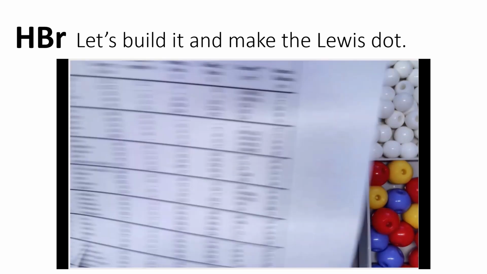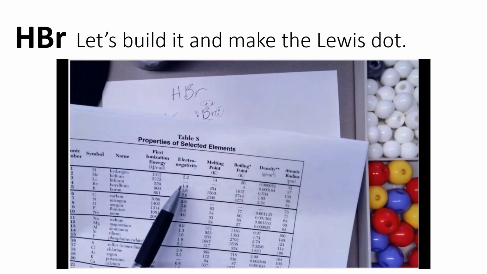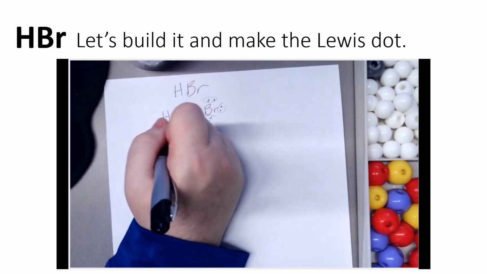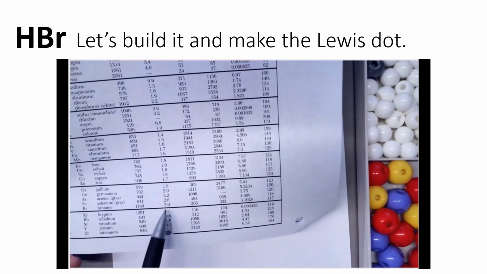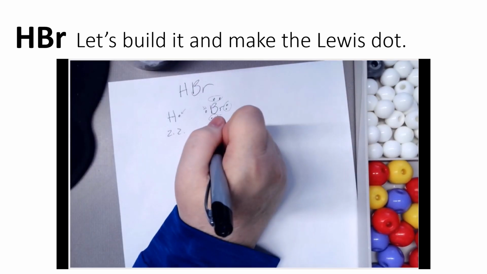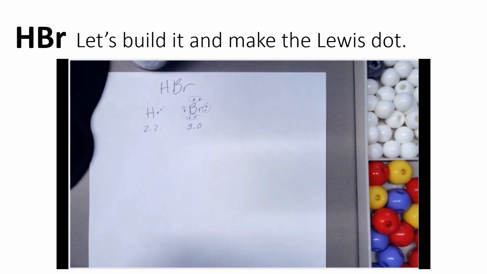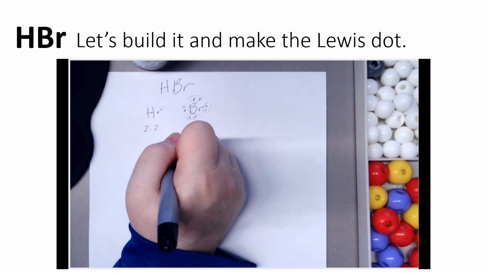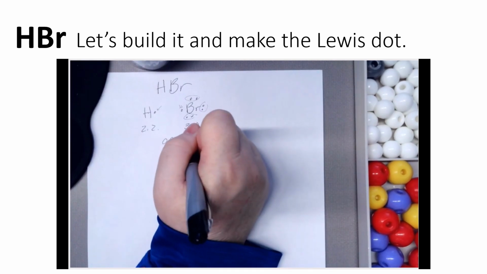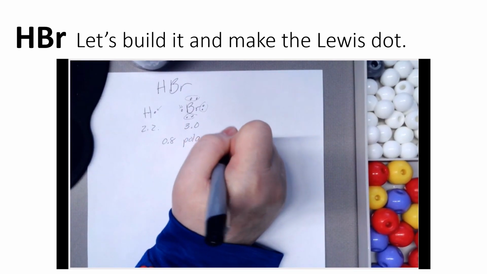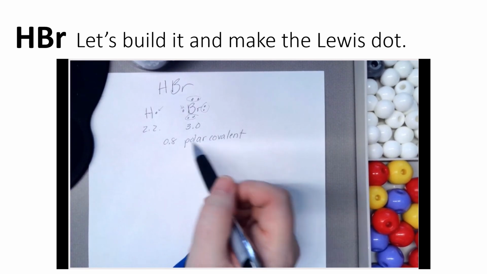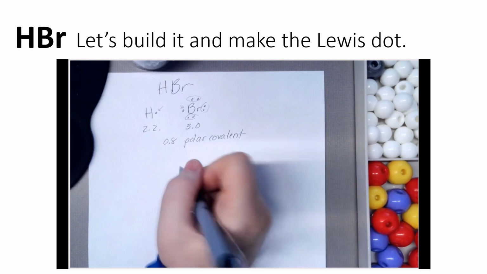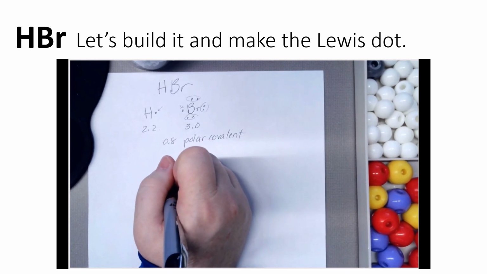So let's check what kind of bond it is. Hydrogen's electronegativity is 2.2 and bromine's electronegativity is 3.0. Okay? So that difference is 0.8. That is a polar covalent bond. Remember, when it gets above 1.7 roughly, it's going to be considered ionic. But the scale looks like this.